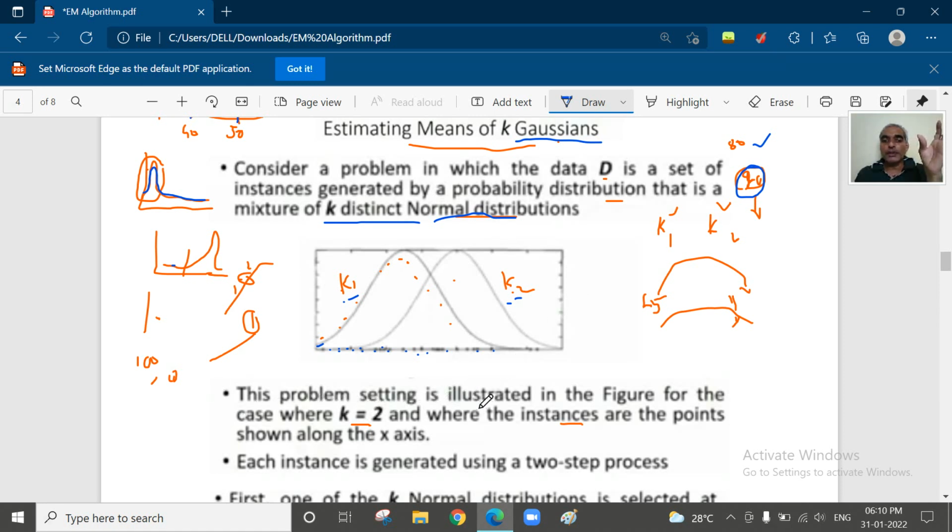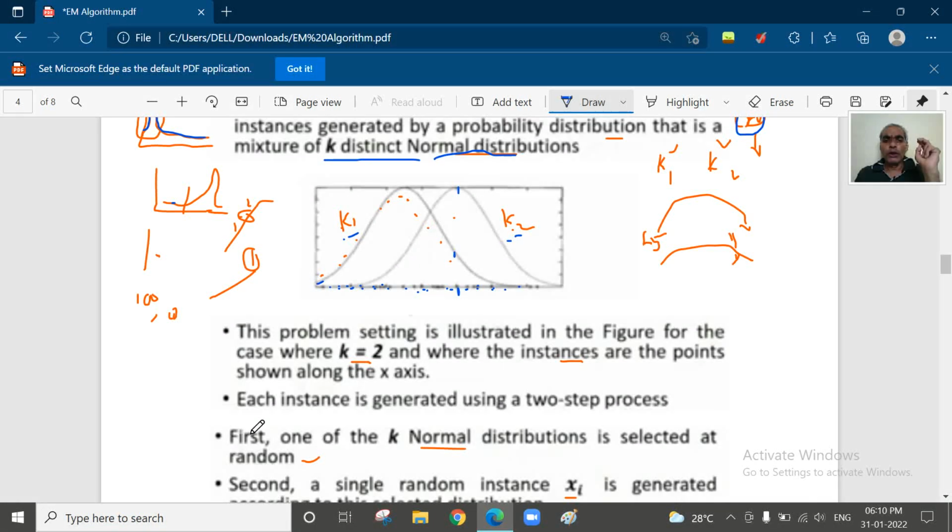So now the problem setting is illustrated in this diagram, where we are considering k equal to 2. That means two normal distributions k1 and k2, where the instances are the points shown on the x-axis. Now these will be the instances, right? So you are going to guess these instances. If you take one instance, it can come from either k1 or k2. So any one distribution we are going to have. Now each instance is generated using a two-step process. How are you going to generate these instances? How are you going to make a guess?